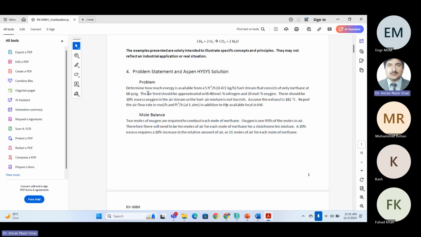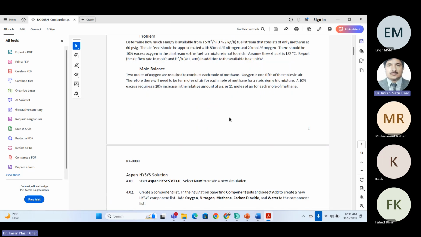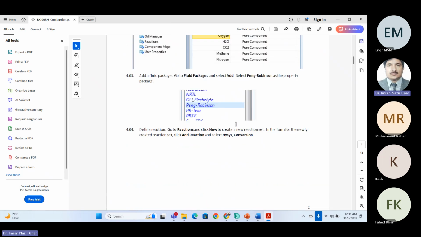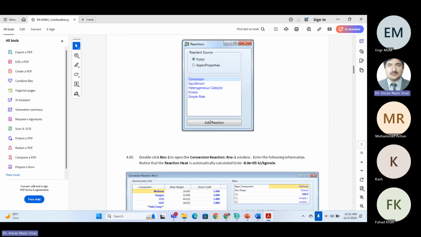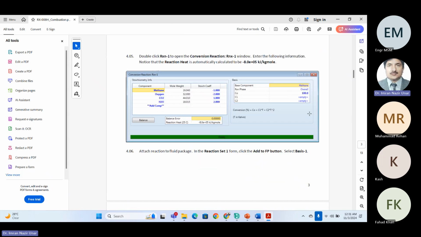So this is a rating problem. The air feed should be approximately 20% oxygen, with 10% excess oxygen. Assume the exhaust is 180, and it also gives some outlet information. Similarly, you can see it has calculated almost similar results.